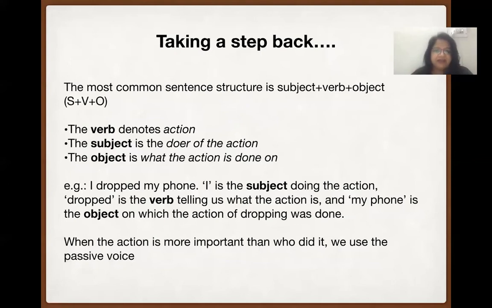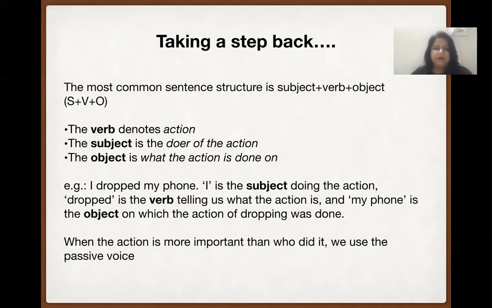Now take a step back. I've already explained this in short, but you really have to clear these fundamentals if you want to understand what is active voice and what is passive voice. How do you identify the active voice? How do you identify the passive voice? Or how do you decide where to use the active and where to use the passive voice? To do this, what do you have to do? You first have to identify the structure of that particular sentence. When you know what the structure is, it becomes easier for you to identify what kind of a sentence it is.